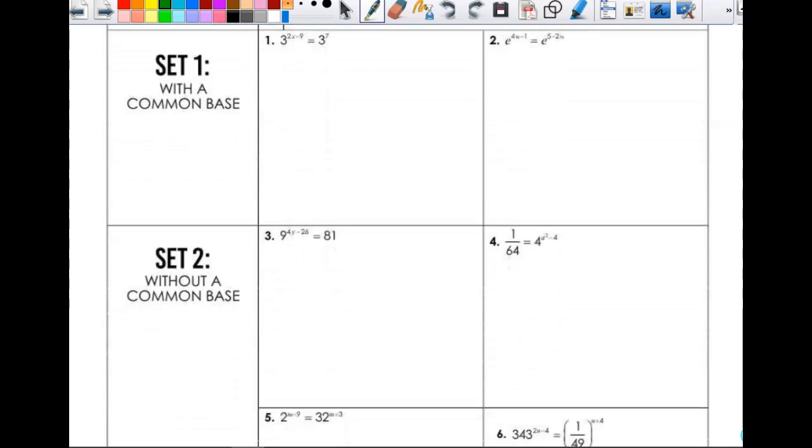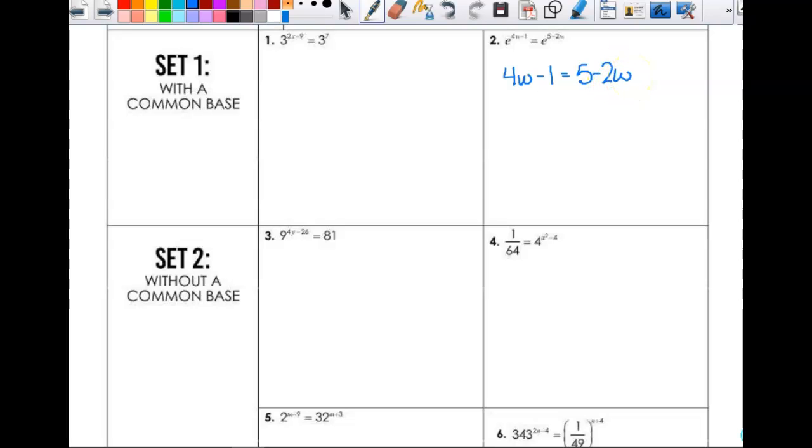All right, let's look at this first set. And we're not going to do all of these. We'll start with number 2. So our first step was supposed to get a common base. Well, we have a common base. Both bases are e. Just because it's e doesn't mean it's more complicated. So both bases are e, and then that means that the exponents have to be equal from the one-to-one property. Is that a w? So that means that I just take out the exponents. 4w minus 1 equals 5 minus 2w.